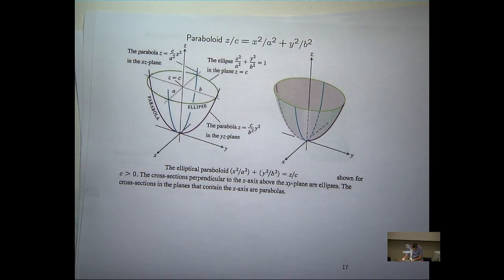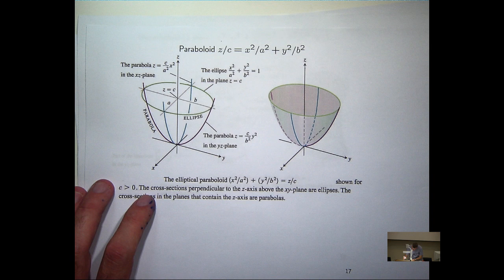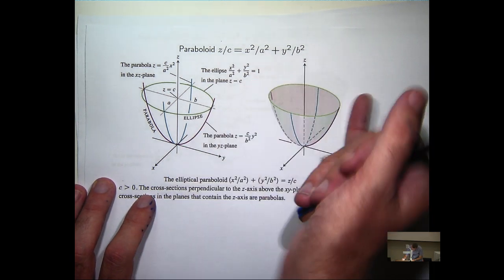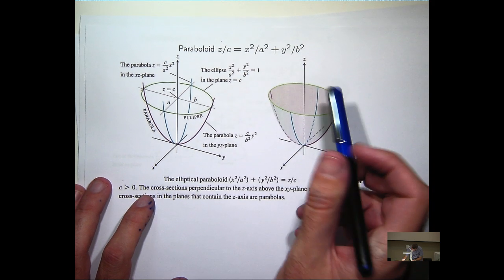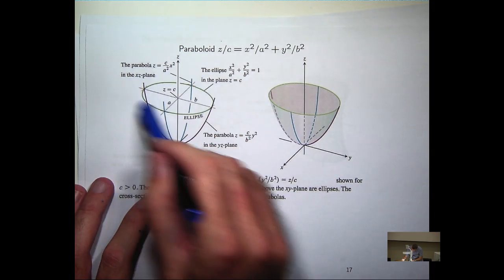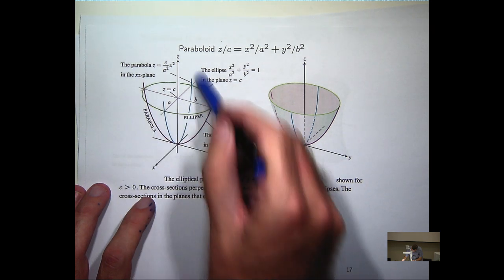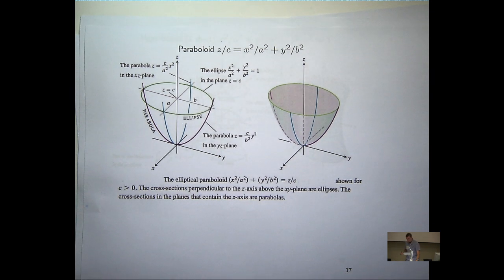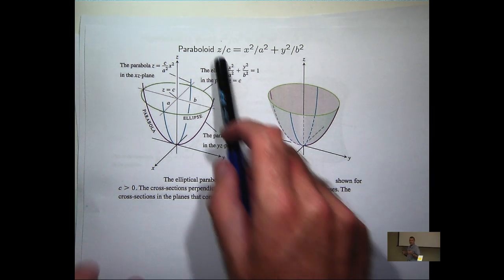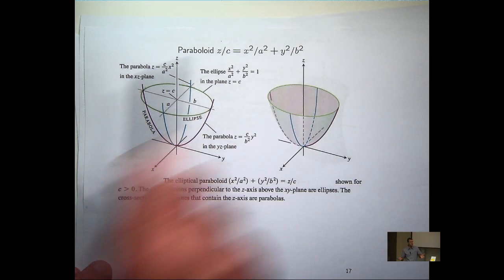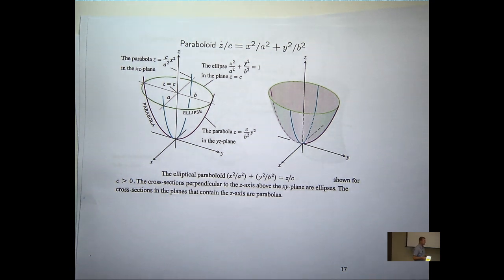Here's a paraboloid. So you can see the horizontal cuts are going to be ellipses, just like the one that we did. And the vertical cuts are going to be parabolas. Put them together, you get what's called a paraboloid. And here's the equation. Here, A, B, and C are just constants.